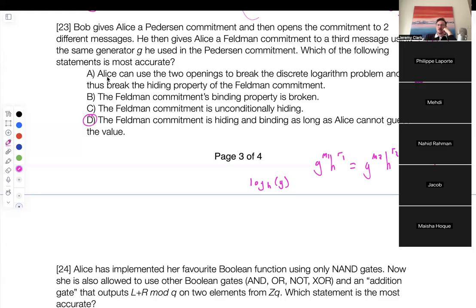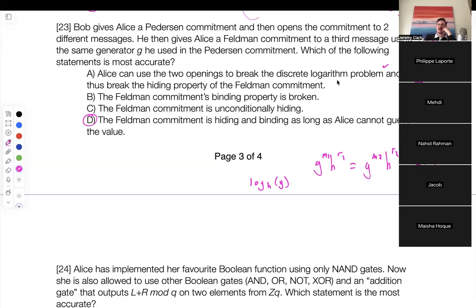Okay. So let's go through the options one by one and see why this one's true and the other ones aren't. So Alice can use the two openings to break the discrete log problem. So that is true. They can do it. But can you do that to break the hiding property of the Feldman commitment? Well, you don't need a discrete log between G and H. You need a discrete log between G and whatever this commitment value is. I called it Y, maybe C is a better word for it. So it's close. You're getting the discrete log of something, but it's not the right discrete log. You need the discrete log between C and G.